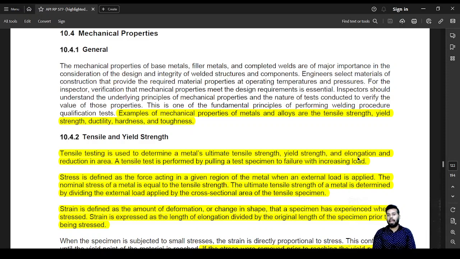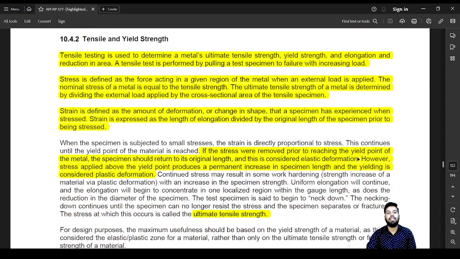Examples of mechanical properties of metal and alloy are tensile strength, yield strength, ductility, hardness and toughness. Tensile strength: the tensile testing is used to determine the material's ultimate tensile strength, yield strength and elongation and reduction in the area. Tensile test is performed by pulling the test specimen to failure with an increasing load.